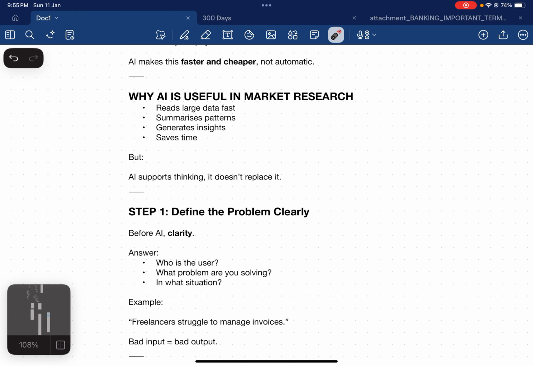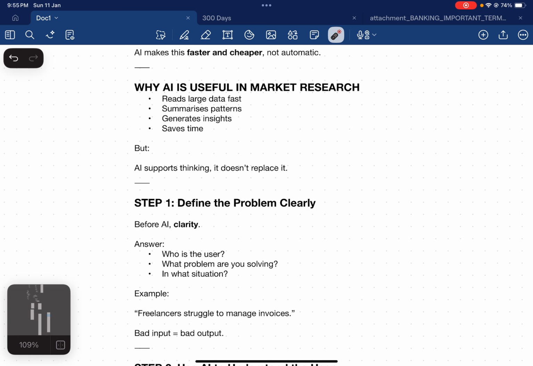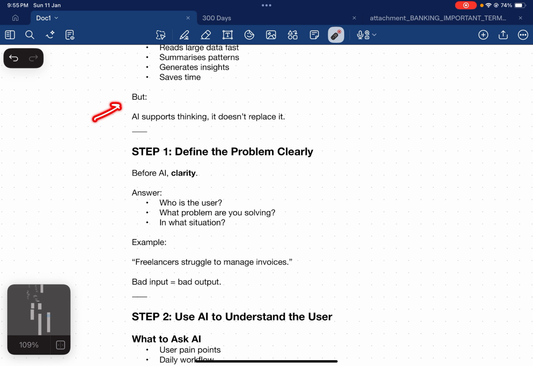So AI is useful in market research. Why? Because it reads large data fast. There is much data available on the internet, or already fed into the AI. So it can read all the data, analyze it properly, summarize patterns, generate insights, and save your actual time.